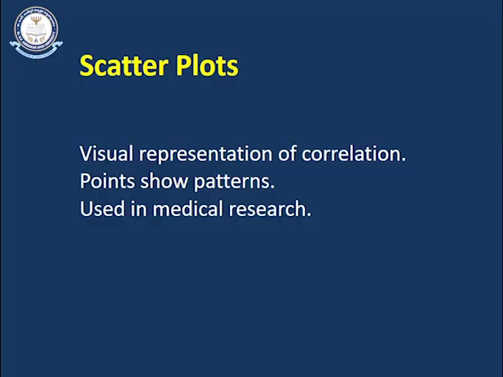Correlation can also be understood through visual representation, and in statistics we call it scatter plots. Scatter plots are nothing but visual representations of correlation, and they also show a lot of patterns, and these patterns are quite helpful for anybody. Even a lay person can understand and look at the pattern. The doctors pay a lot of attention to these patterns to understand it.